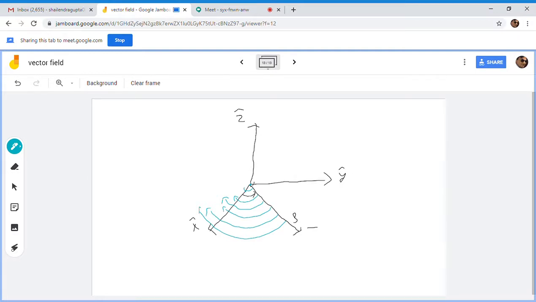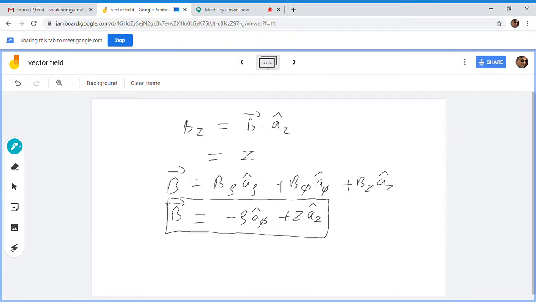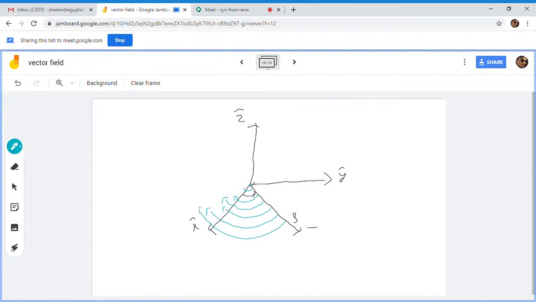Okay, and another component is in the positive Z direction. The other component is in the positive Z direction. So these two vectors will make it like a tornado which has been generated at the surface and is moving upward to the sky.